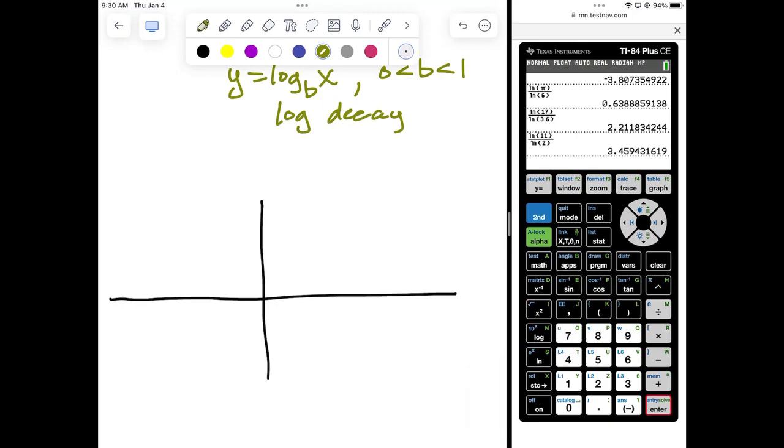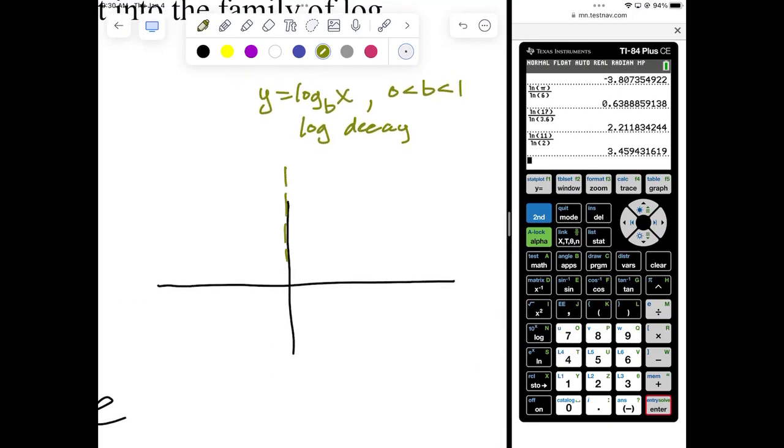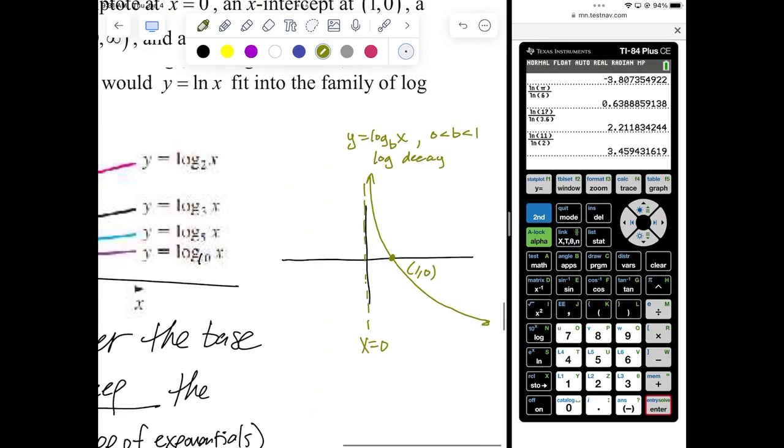Now, what's going to stay the same? The things that stay the same are you still have a vertical asymptote at x equals 0, and you still have an x-intercept at (1, 0). That stays the same. But instead of growing, guess what it does? It decays, it decreases, it looks something like that. Okay? And if you wanted to, you could sketch an exponential decay function and reflect it across the line y equals x, and you'll get the logarithmic decay. All right? So we don't have to always have logarithmic growth. We can also have logarithmic decay if the base is between 0 and 1.